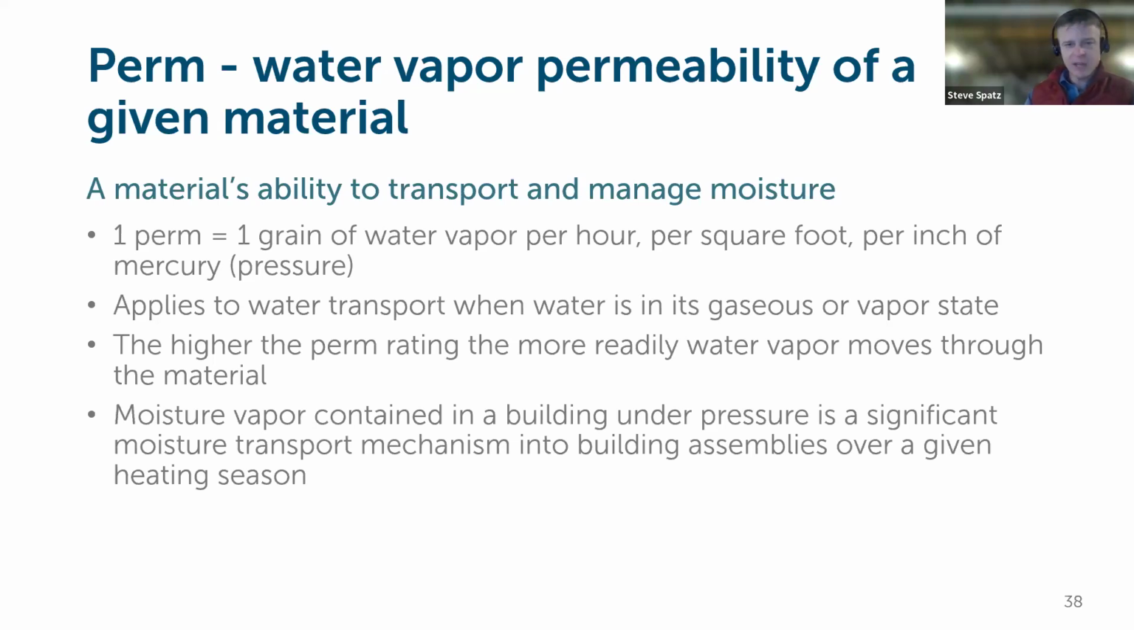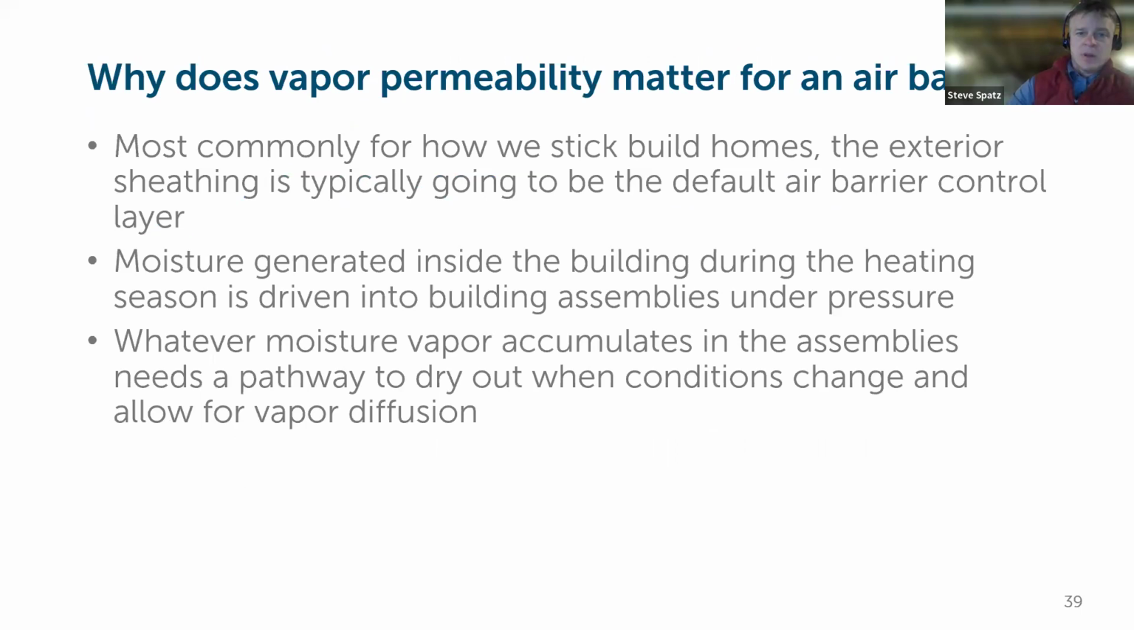The big takeaway from this is the higher the number, the higher the perm rating, the more ability that material has to transport moisture vapor through it during a given period of time. So higher vapor transport, greater ability to absorb and release and transport moisture during a heating season is essentially what we're looking at it to do in our environment here. So this matters pretty elementally to me at this point, for our material options that we have for assembling wall assemblies specifically, and then roof assemblies as well.